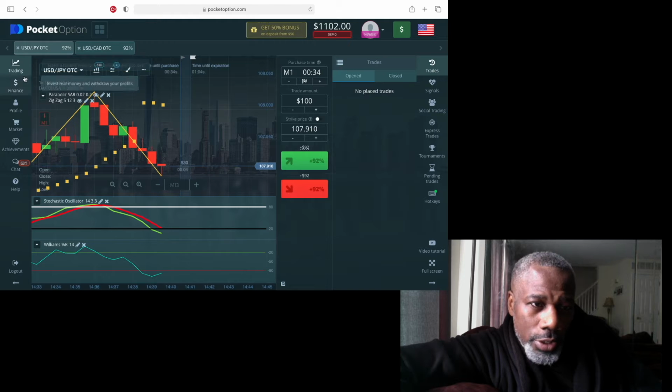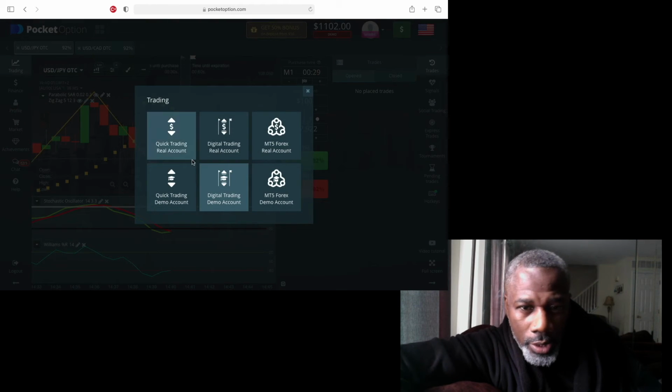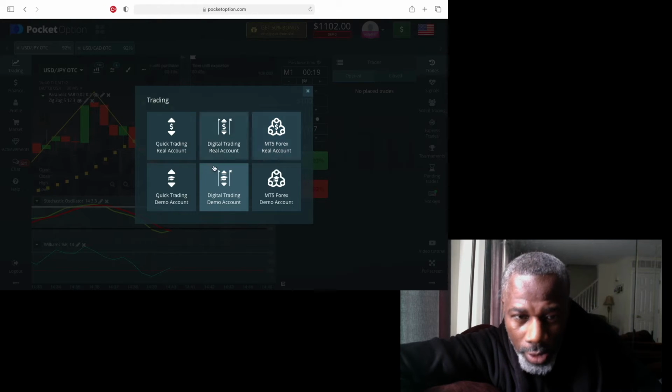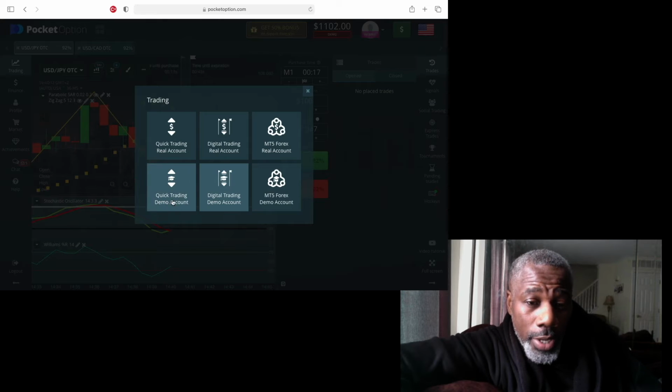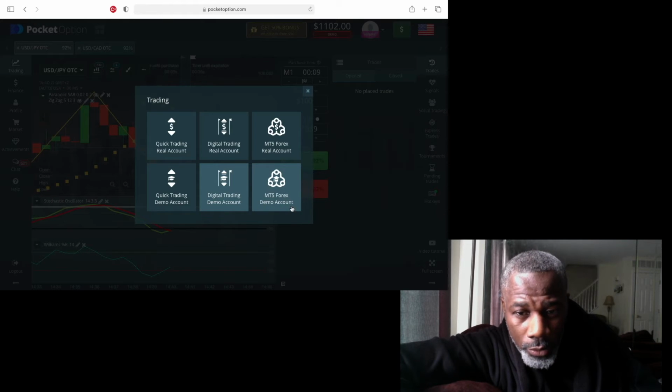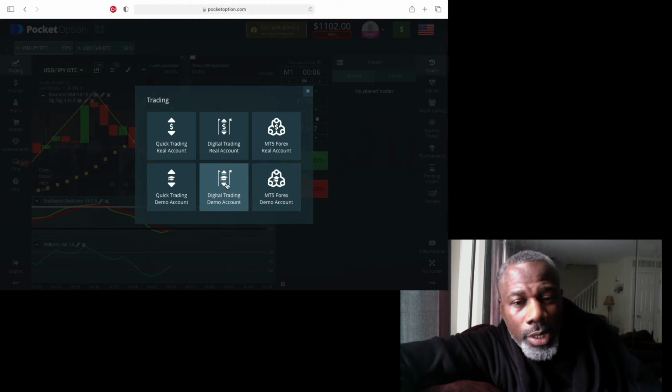So on this side right here, you can see that it says trade. So when you click on that, you have an option to do quick trading, real time. You have digital trading real time. You have MetaTrader 5 Forex real time. And then at the lower point, you have quick trading demo account. You have digital trading demo account, and you have MetaTrader 5 Forex demo account. For me, I like to trade with the digital account.